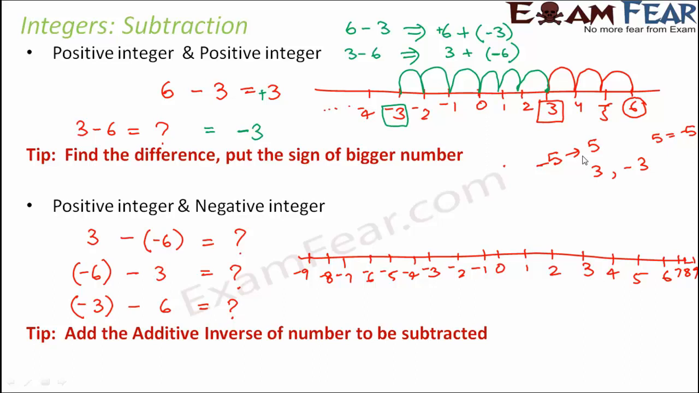If the number was positive, its additive inverse will be negative. So basically, additive inverse means it is that number which when added to the given number gives you 0. For example, for minus 5, if you add plus 5 to it, you'll get 0. For plus 5, if you add minus 5 to it, you'll get 0. For 3, if you add minus 3 to it, you'll get 0. So additive inverse is always the same number with opposite sign.